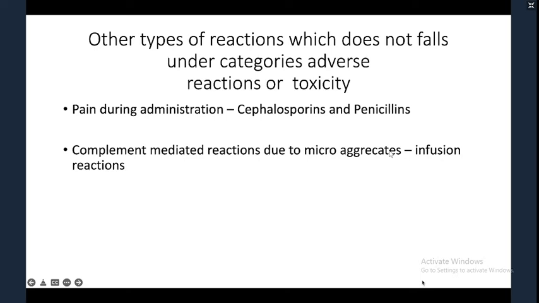The next category of reactions which does not fall under adverse drug reaction is the complement mediated reactions.